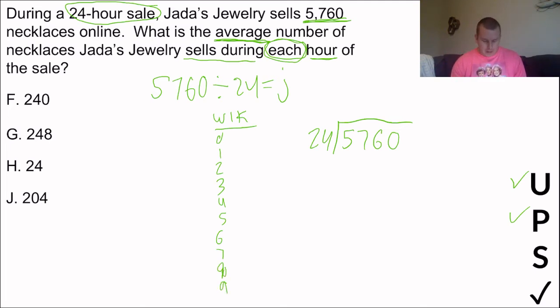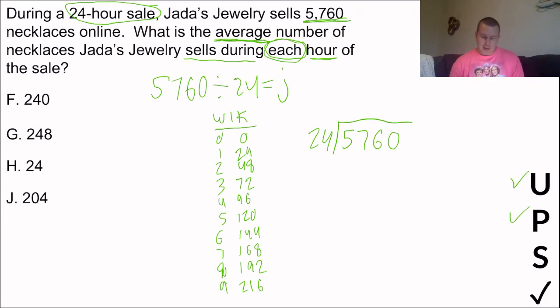So 0, 0, 124, 248. Then we've got 72, 96, 120. Then 144, 168, 192, and 216. Okay, so we created our wick column.